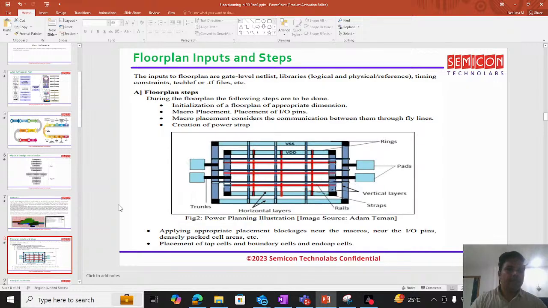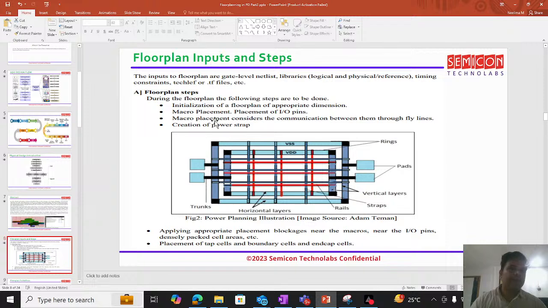Okay, now moving on, we'll just brush up on some of the floor plan inputs and steps. So, initialization of the floor plan with appropriate dimensions, that is nothing but die size and die shape. It again depends upon whether you are going with a top down approach or a bottom up approach. If it is top down, the area and the shape will be given by the full chip team. If it is bottom up, then the area and the shape have to come from the PNR engineer, the physical design engineer.